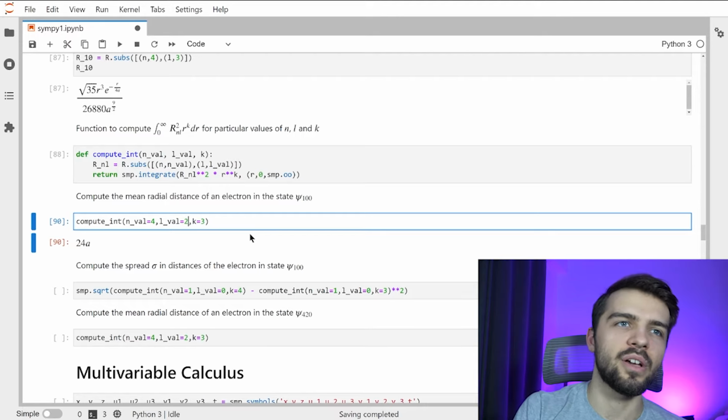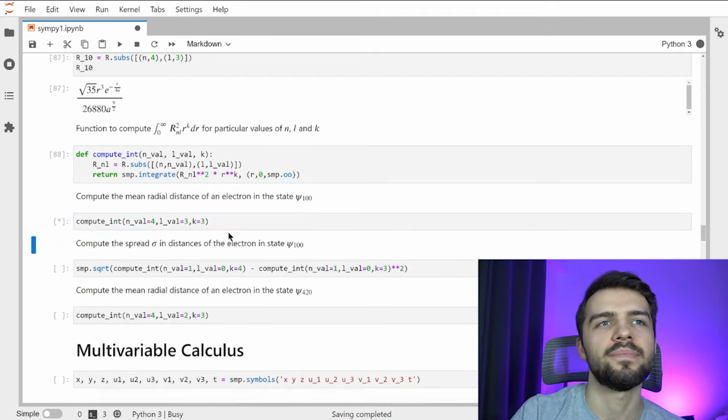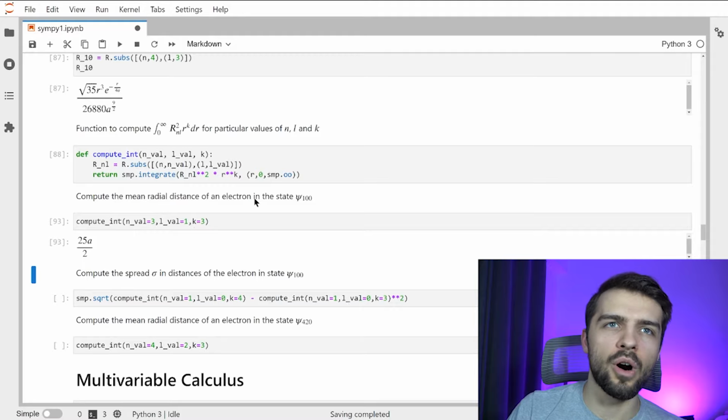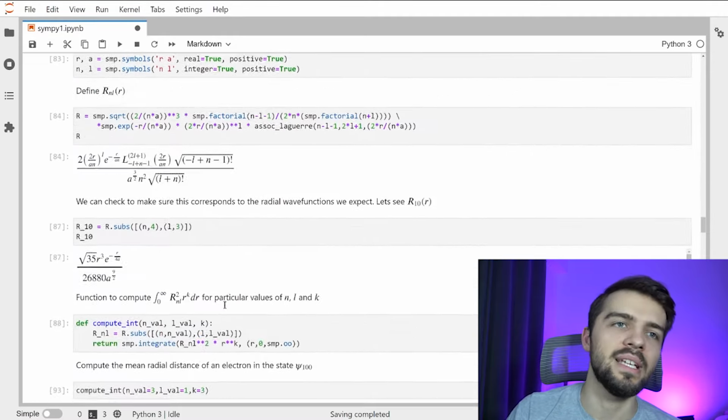What happens if I change the value of l? Well, I get different values of a. Was there more angular momentum, right? 18a, and then I can put like 3 and 1, for example. So here I'm finding k equals 3 always means that you have r cubed here. So that always gives me the mean distance.